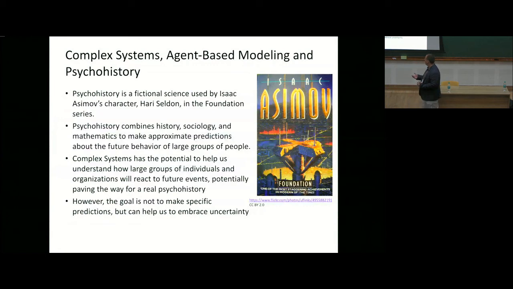And one of the hopes of complex systems and agent-based modeling, right, is that it has the potential to understand how large groups of individuals and organizations will react to future events. I would argue potentially paving the way for a real psychohistory, right? However, as I said, in both cases, the goal is not to make a specific prediction. The Foundation never tried to make a prediction that the total number of bananas grown in India next month will be X number, right? They're just trying to understand how those numbers are going to relate to other numbers and whether that puts humanity on a good course or a bad course and how you might change things to affect them in that way.